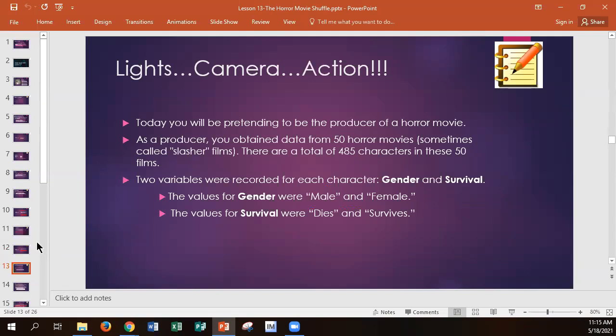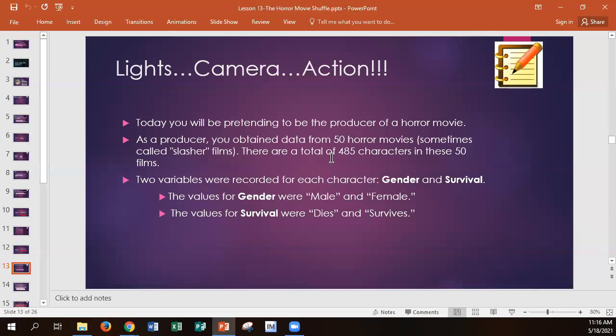There's a formula, guys. There's a horror movie formula, I promise you. All right. So lights, camera, action. Today, you will be pretending to be the producer of a horror movie. As a producer, you obtain data from 50 horror movies, sometimes called slasher films.